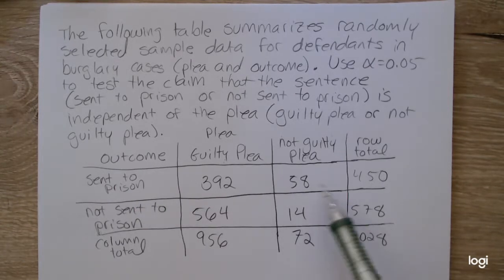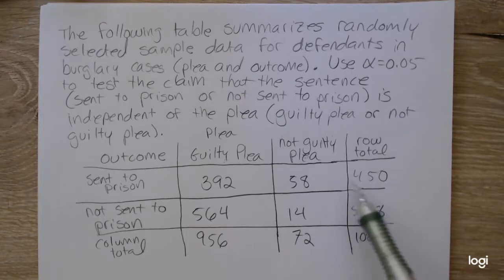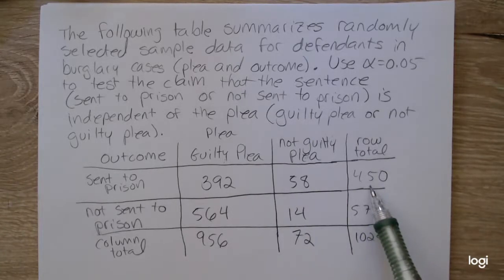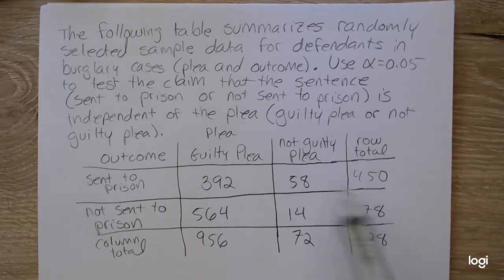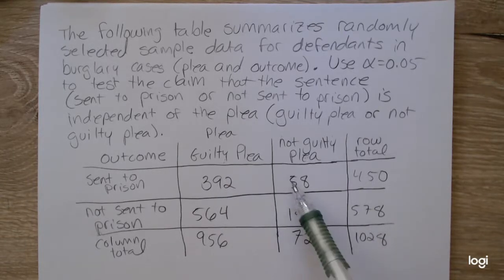I also included the totals. So I have the row totals. In other words, this 450 represents the sum of 392 plus 58. And then I also have the column totals. So if you want to find the chi-square test statistic by hand, you're going to need these totals. I'm going to be using the TI-84 to find the test statistic and p-value.